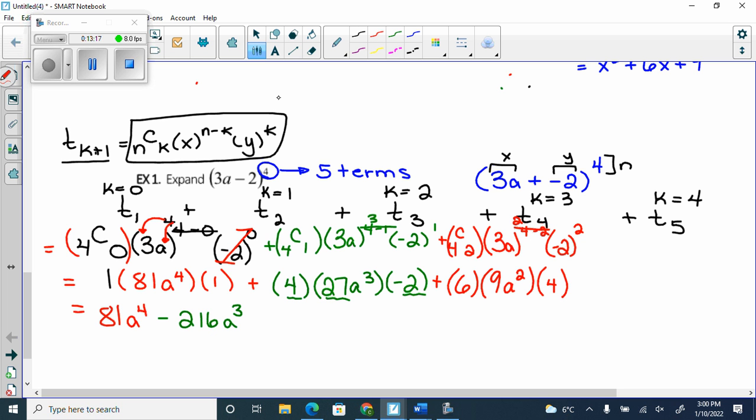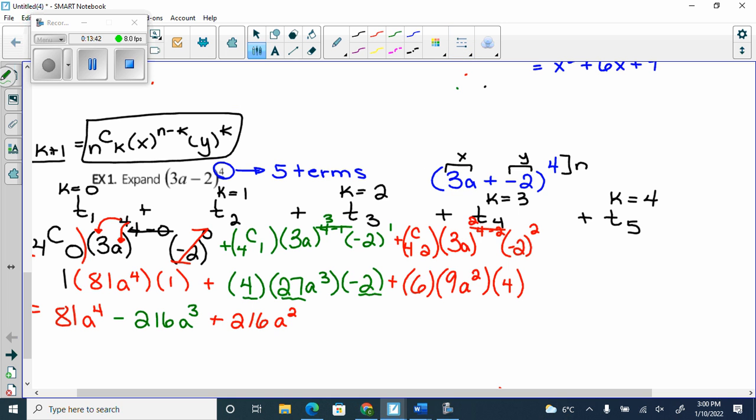What's 6 times 9 times 4? Positive. How much? 216 again? A squared. Now I still have term 4 and term 5 left, right?